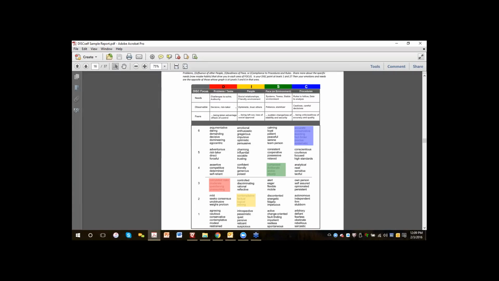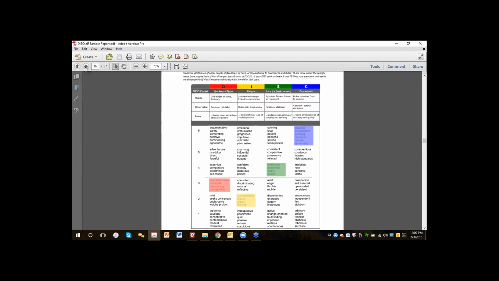Notice down here, a 1 for an I, introspective, pessimistic, quiet, pensive, might be adjectives that actually describe a C, and so on. So that's the difference between a 6, which would be the strongest, let's say for the D, I, S, or C, and a 1, which would be almost the opposite. And what is the opposite? The opposite of a D is an S, opposite of an S is a D, opposite of an I is a C, and opposite of a C is an I.